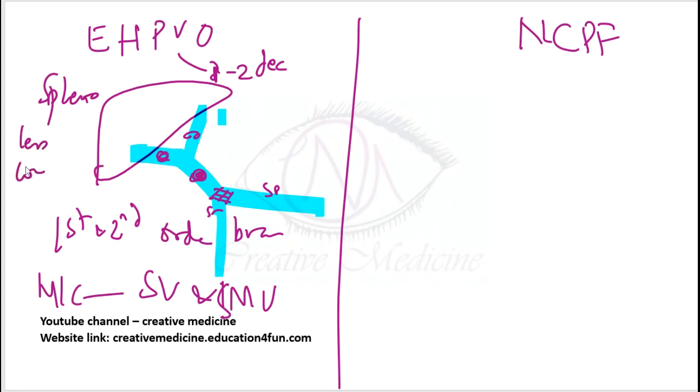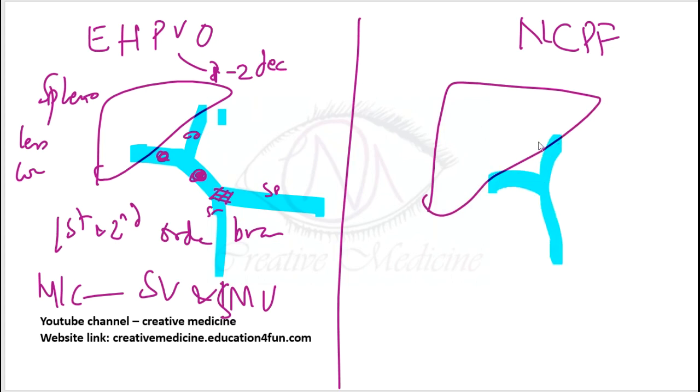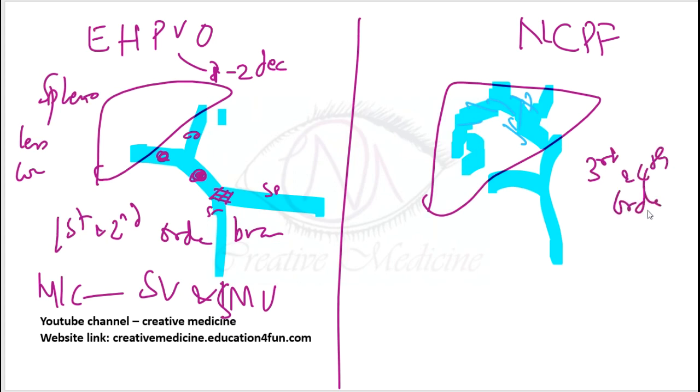Whereas in non-cirrhotic portal fibrosis, if this is the liver, this is the portal vein, and here there will be branches. The problem is somewhere in the branching. Here mainly the third and fourth order branches are involved. They undergo fibrosis. It is mainly seen in the second to fourth decade.